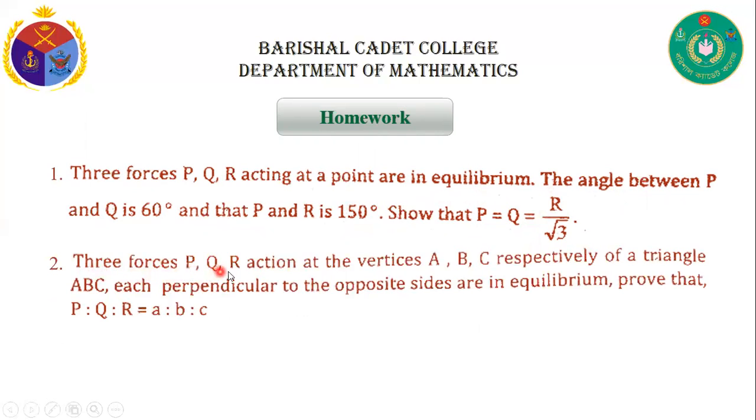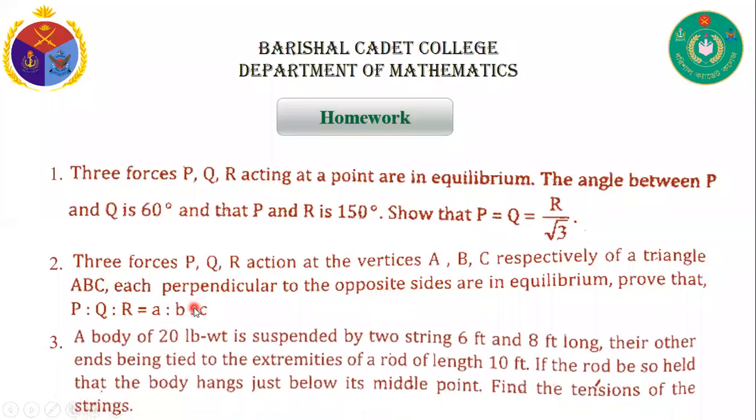And now problem 2. Three forces P, Q, R are acting at the points A, B, C respectively of a triangle ABC, perpendicular to the opposite sides, and are in equilibrium. Prove that P is to Q is to R equal to a is to b is to c. So it is a triangle related problem, and also use just Lami's theorem.